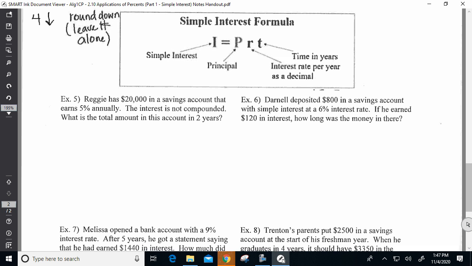Example 5, Reggie has $20,000 in a savings account that earns 5% annually. The interest is not compounding. What is the total amount in this account in 2 years? So, key thing to keep in mind, when they say the interest is not compounded, that just means simple interest. Compound interest, we won't get into until the second half of the year.